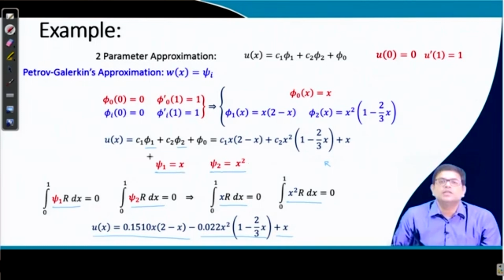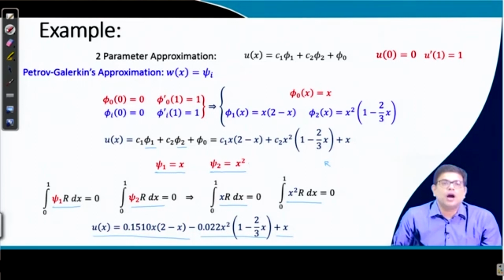Only change is that the weight function, instead of phi i's, I choose weight function as psi i's, which is different from phi i's. So which is x and x square here. That's the main difference. The rest of the procedure is same. Now how to choose psi i's? Psi i's has to be chosen in such a way that it should give a positive definite system, so that I can invert it.